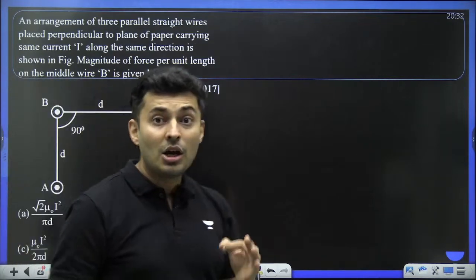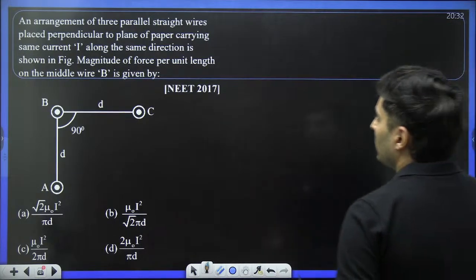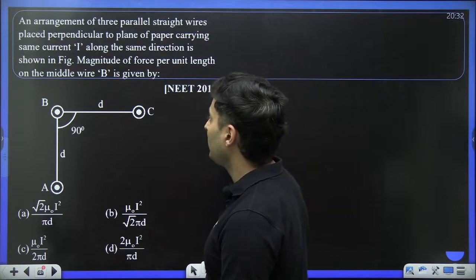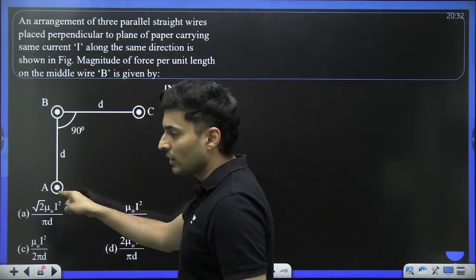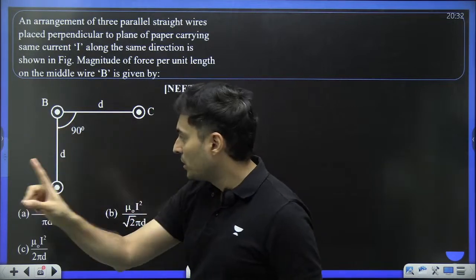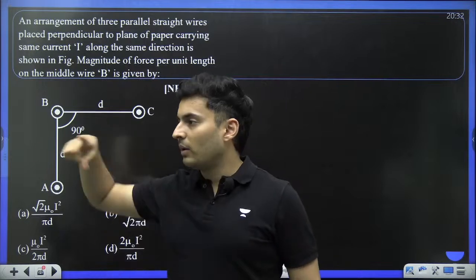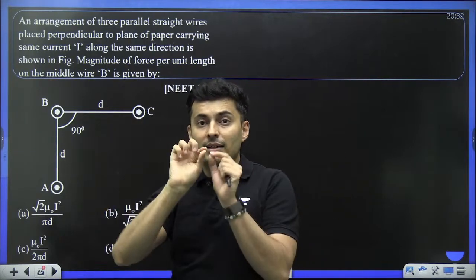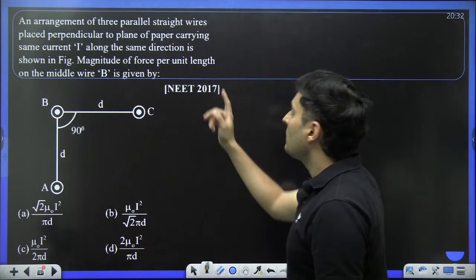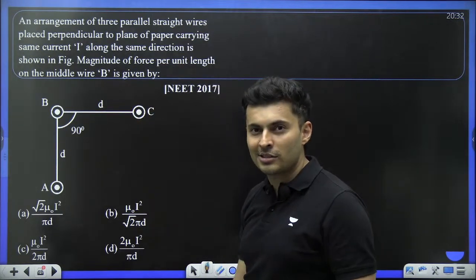This was a NEET 2017 question. Observe. There are 3 wires placed perpendicular. This is not a wire, this is not a wire. The wire is coming out of the plane. Visualize it. One wire here, one wire below it, one wire side. Those white lines are the distance between the wires. The magnitude of the force per unit length on the middle wire B is how much?